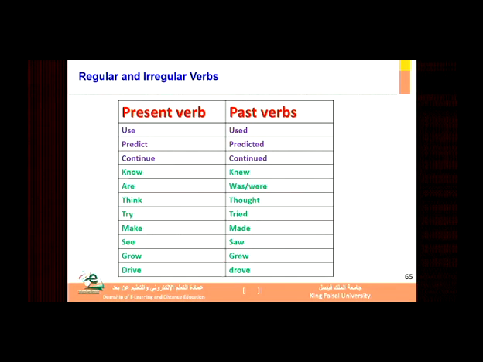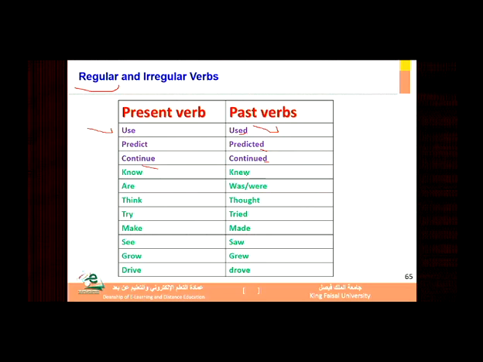Another table here shows us a list of verbs and their past form. So usually we have the verb in the present, and then we have its past form. Now, if you can see, the first three verbs are regular verbs. Regular because they end with ed. So to make the verb into the past for a regular verb, you just add a d or ed at the end of the verb. So use, used, while predict, predicted, and continue, continued. Those verbs are what I call regular verbs.